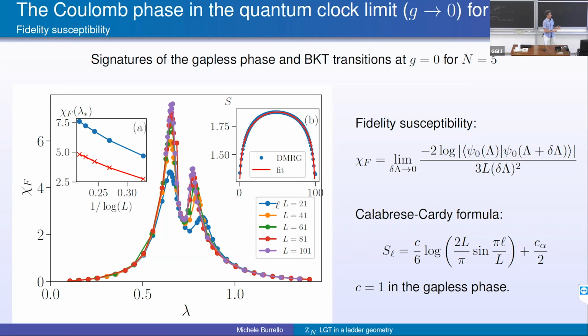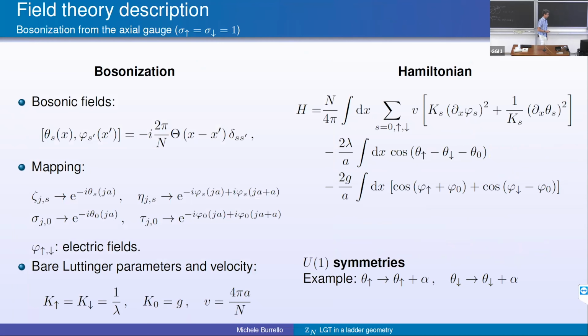So here what you see is that we are varying lambda in this clock model limit, and we have first the disordered phase, then there is this peak of the fidelity susceptibility in which the ground state is changing very fast. Then we have the gapless phase, second peak, and the ordered phase afterwards. So these entanglement properties are consistent with the appearance of a BKT phase transition.